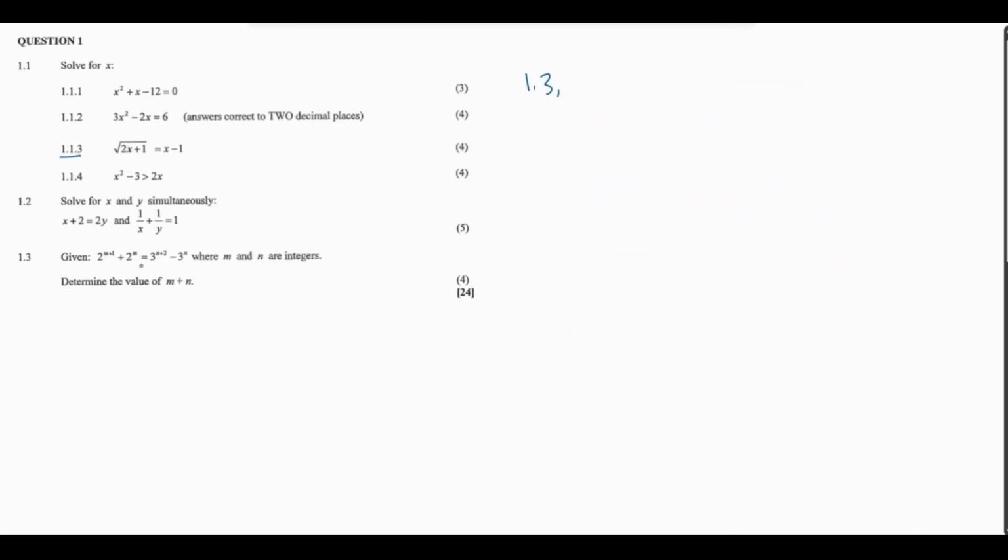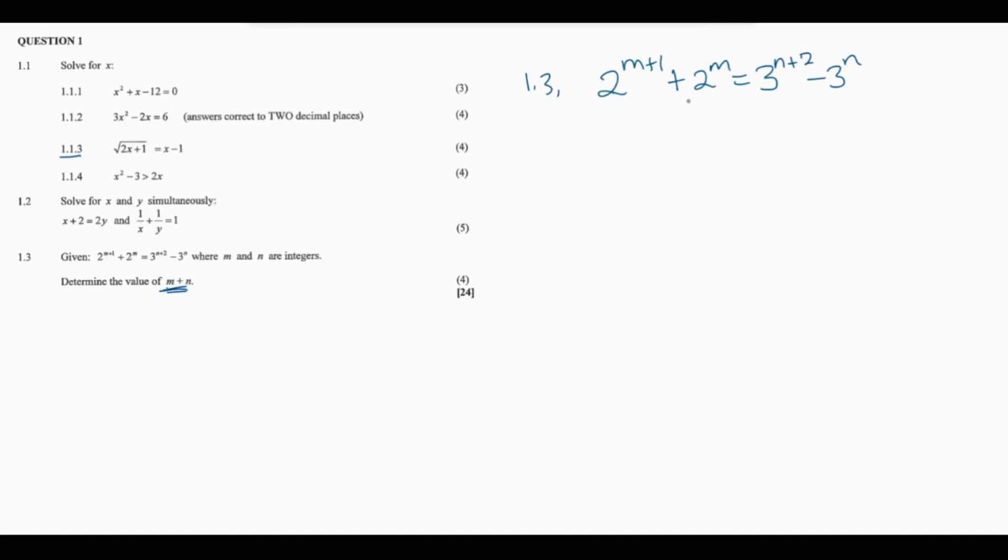Alright, let's do question 1-3. 2 to the power m plus 1 plus 2 to the power m is equal to 3 to the power n plus 2 minus 3 to the power n. Where m and n are integers, then determine the value of m plus n. So what does that mean? We have to find the value of m, then find the value of n, and then we add them.